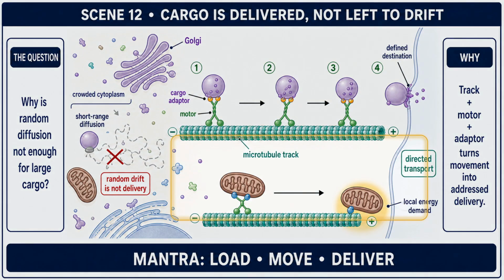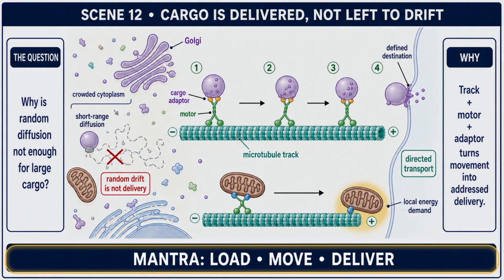Mitochondria can also be repositioned along microtubules, often moving in either direction as local needs change. Transport may pause, reverse, or switch motors, but it remains regulated rather than accidental. A track provides the route, a motor provides movement, and an adapter gives the journey an address. Random drift is motion. This is delivery.